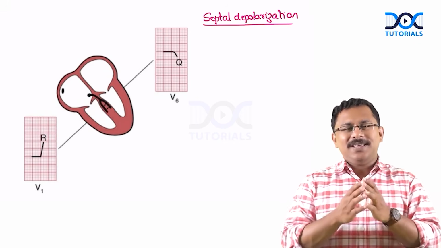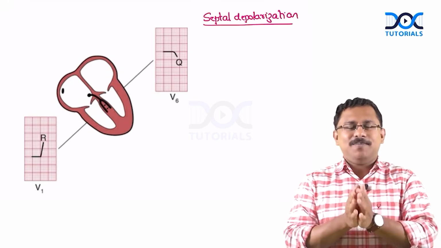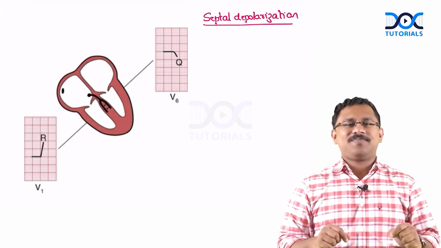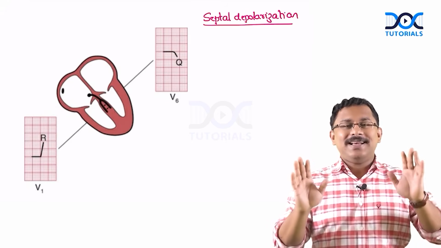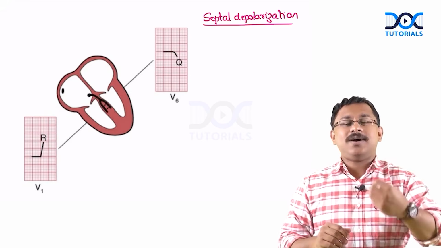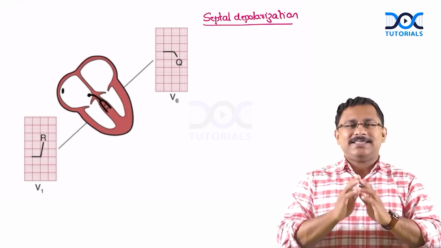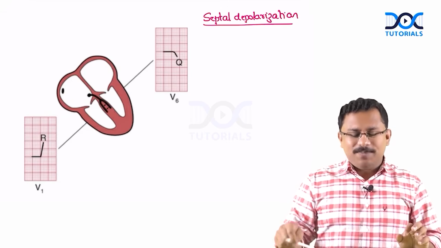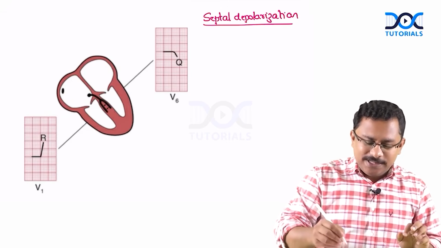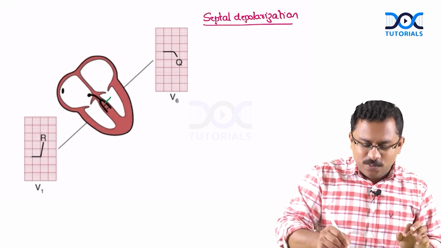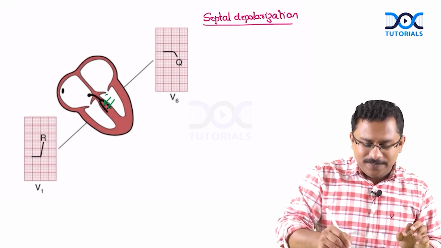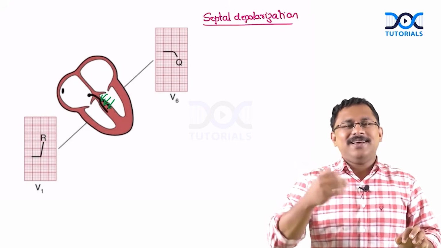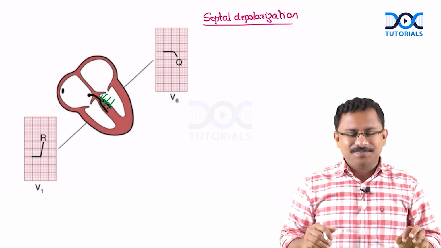So you have the left bundle branch, which is depolarizing the interventricular septum. So always remember, the septal depolarization occurs before the depolarization of the ventricular free wall. Septal depolarization, remember, always occurs in a left to right direction. Okay, left to right direction, that is from the left bundle branch.